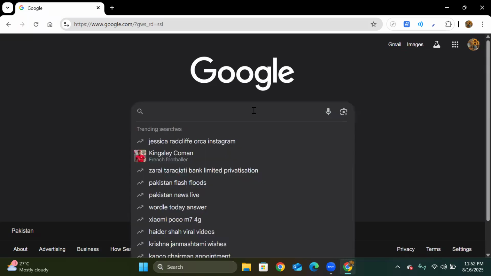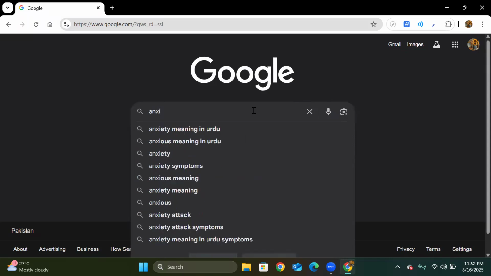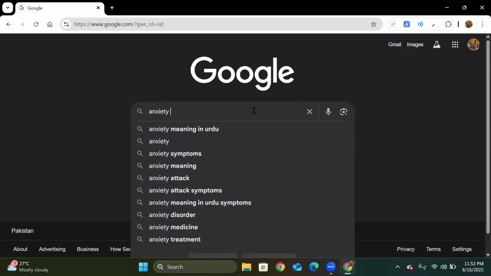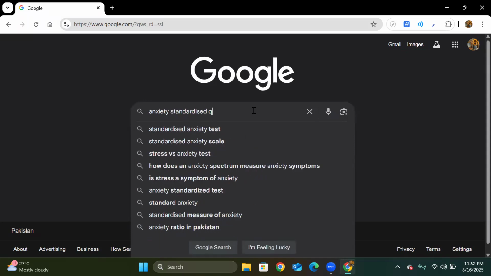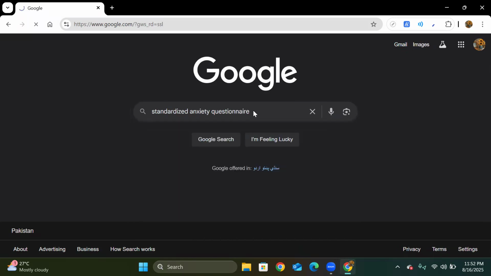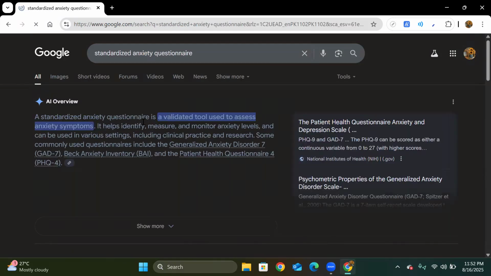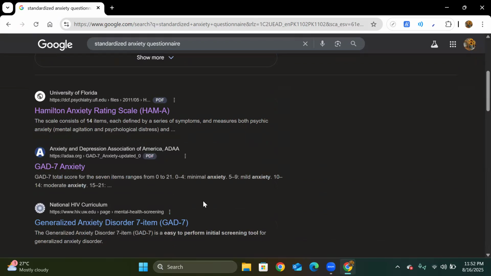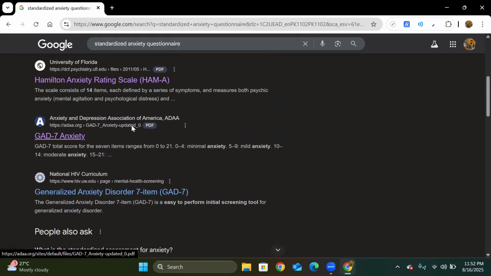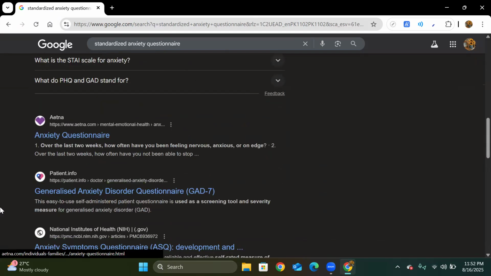Okay, so the standardized questionnaires are these ones. Like if I'm doing a research on anxiety, I would just write anxiety standardized questionnaire. Okay, so it has shown me all these questionnaires. There is a Hamilton Anxiety Rating Scale, the GAD-7. This is another one. This is another one.